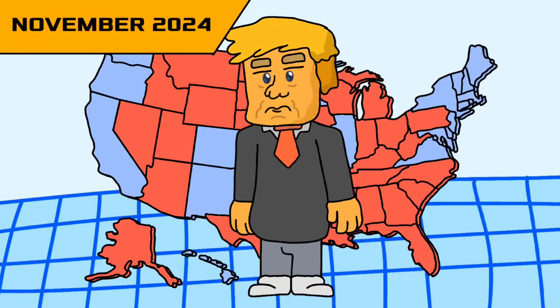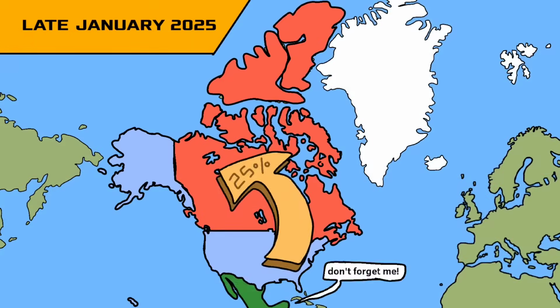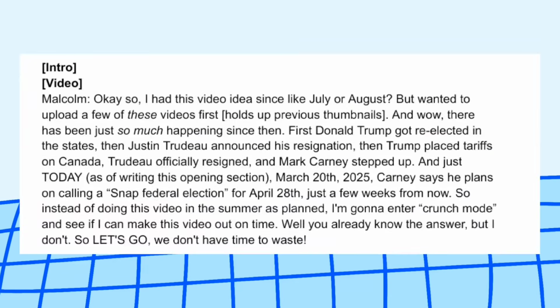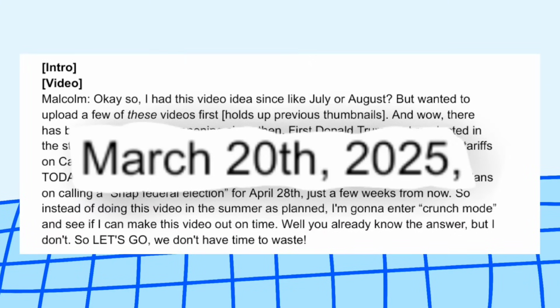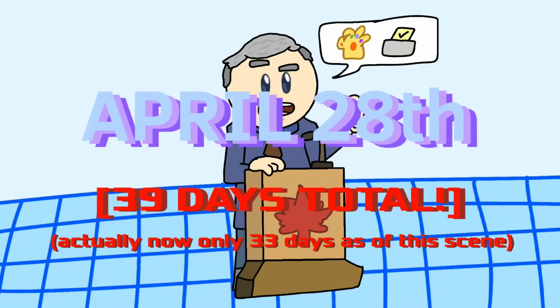First, Donald Trump got re-elected in the States, then Justin Trudeau announced his resignation, then Trump placed tariffs on Canada, Trudeau officially resigned, and Mark Carney stepped up. And just today, as of writing this opening section, March 20th, 2025, Mark Carney says he plans on calling a snap federal election for April 28th, just a few weeks from now.